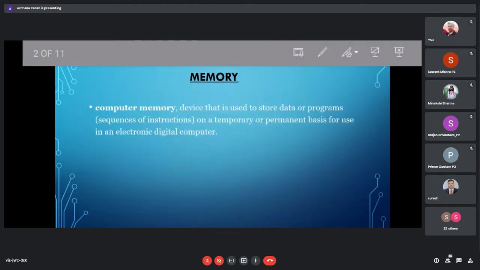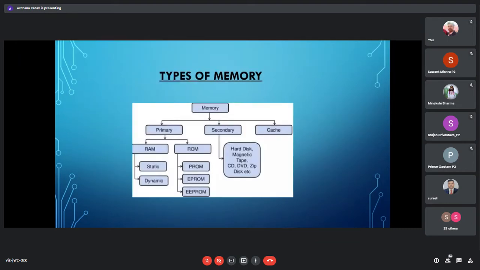Memory is a device or a place in a computer where we store our program or data for a time being or permanently. It stores data in the form of electrical signals, in various units like bits and others. There are basically three types of memory: primary memory, secondary memory, and cache memory.